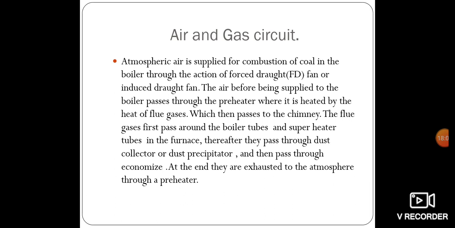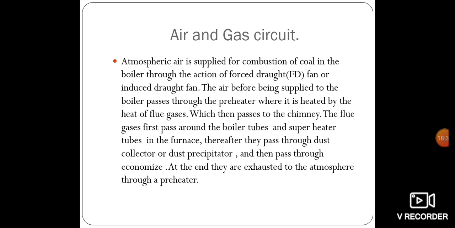The flue gases first pass around the boiler tubes and superheater tubes in the furnace. Thereafter they pass through the dust collector or dust precipitator. So for example, in the air medium, air is supplied through the induced fan and the forced draft fan, and when the coal burns, flue gases are produced which pass through the chimney and heat the boiler. It heats the boiler and the superheater tubes in the furnace. Thereafter they pass through the dust collector or dust precipitator, and then through the economizer.